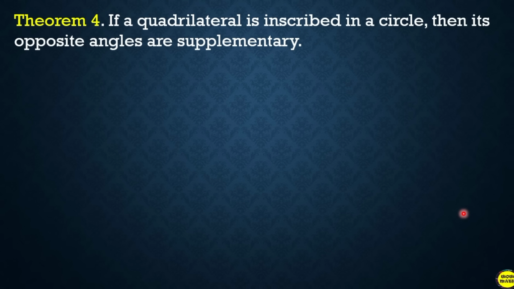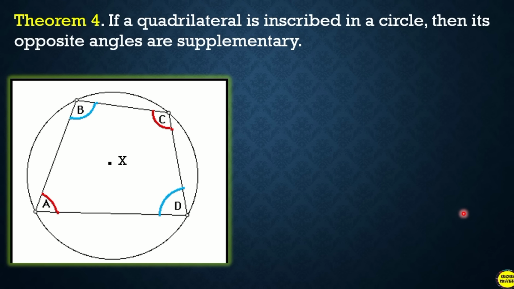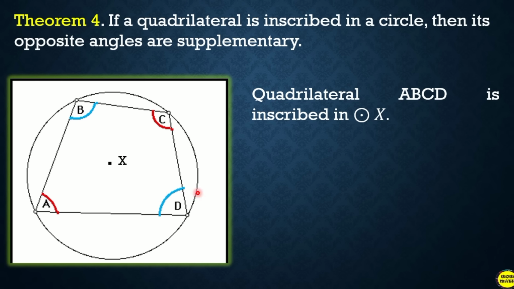For theorem number 4, if a quadrilateral is inscribed in a circle, then its opposite angles are supplementary. So, kapag meron tayong quadrilateral sa loob ng circle nating class, kapag kukunin natin yung measure ng bawat angle, kapag opposite angles, they are supplementary. So, ibig sabihin class, quadrilateral ABCD is inscribed in circle X.